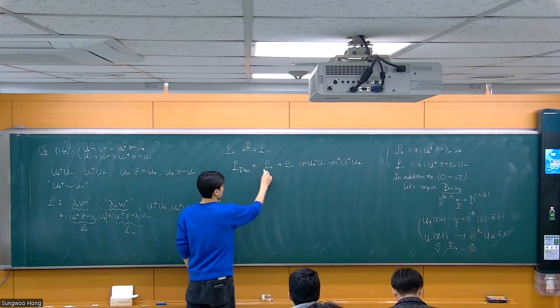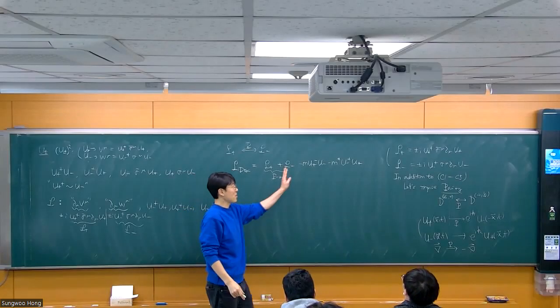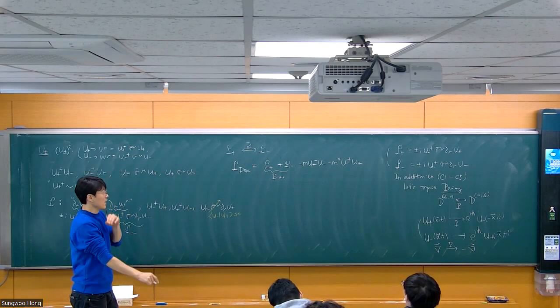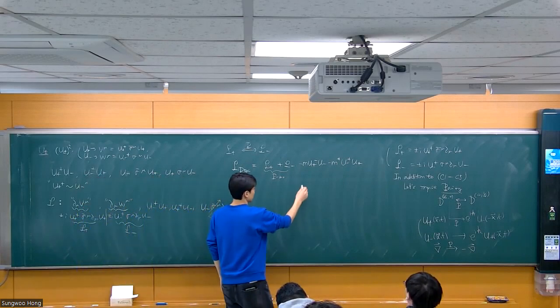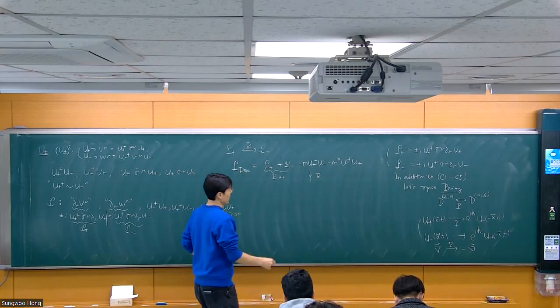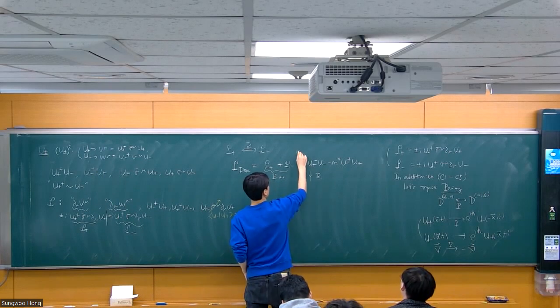So this is already parity invariant. Good. So now let's worry about the parity invariance of this mass term. In order to do that, let's just look at how this transforms under parity. And here I'm taking M to be, in general, a complex number.